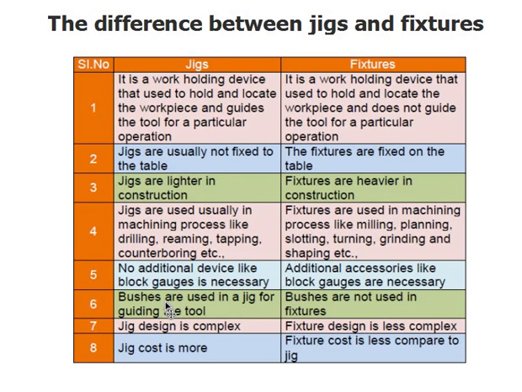The standard parts like bushes and screws are mostly used in jigs for guiding the tool, whereas bushes are not used in fixtures. The construction and design of a jig is complex to understand, whereas the design and construction of a fixture is simple to understand. The jigs are more expensive than the fixtures, whereas the fixture cost is less than the jig. So this is the difference between jigs and fixtures.